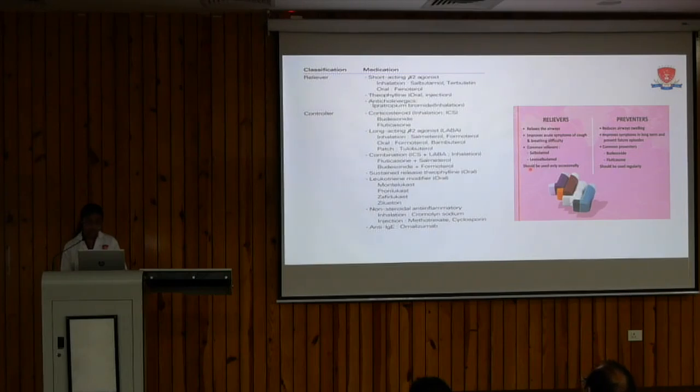Controllers or preventers reduce airway swelling, improve symptoms in the long term, and prevent future episodes. Examples are corticosteroids like budesonide and fluticasone, long-acting beta-2 agonists, combinations of ICS and long-acting beta agonists, sustained release theophylline, non-steroidal anti-inflammatory drugs, and anti-IgE.